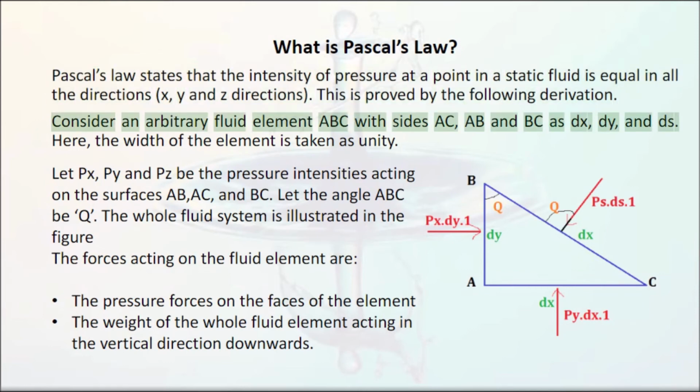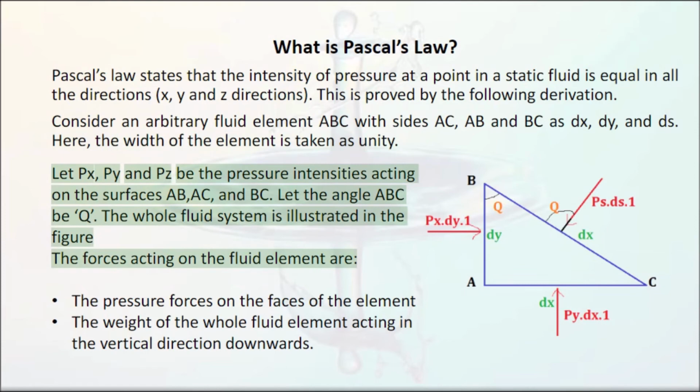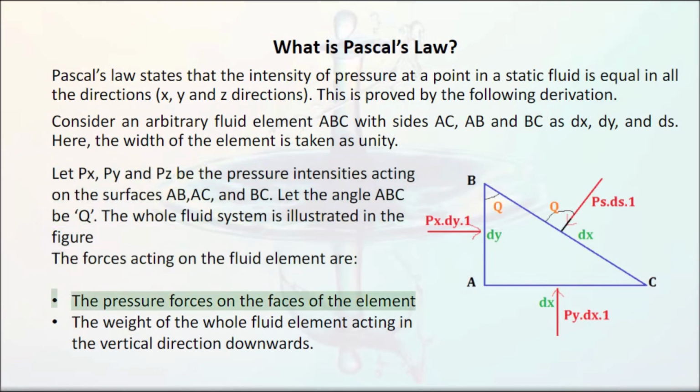Consider an arbitrary fluid element ABC with sides AC, AB, and BC as dx, dy, and ds. Here, the width of the element is taken as unity. Let px, py, and pz be the pressure intensities acting on the surfaces AB, AC, and BC. Let the angle ABC be theta. The whole fluid system is illustrated in the figure. The forces acting on the fluid element are the pressure forces on the faces of the element, and the weight of the whole fluid element acting in the vertical direction downwards.